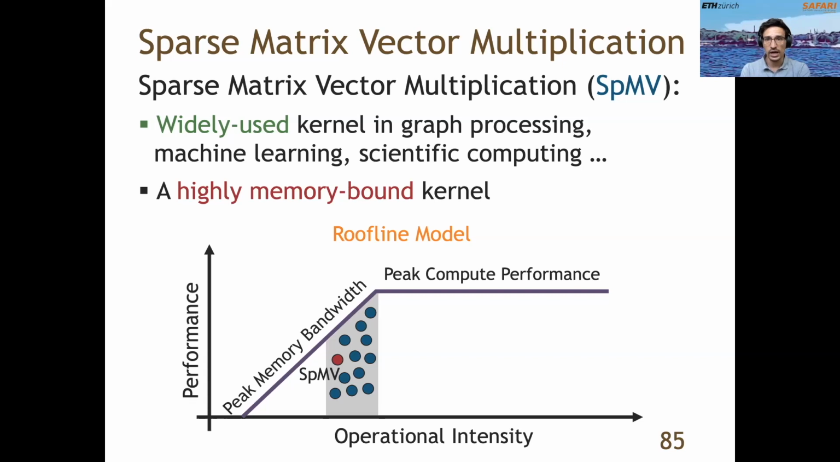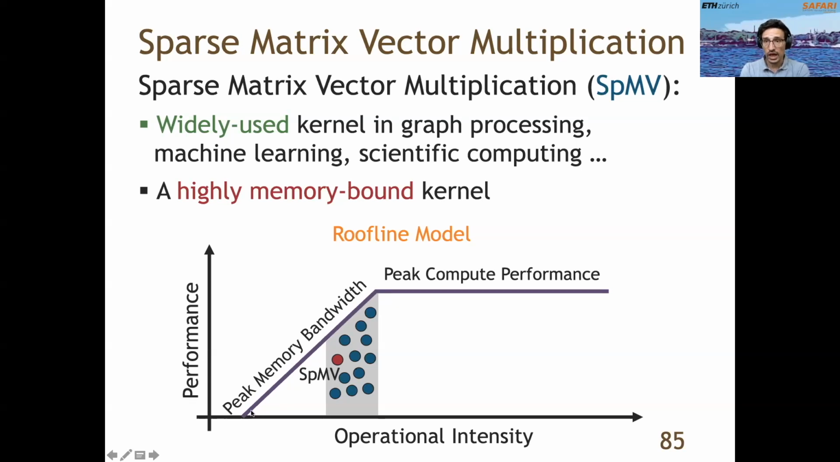So if we analyze the characteristics of the kernel and we perform a workload characterization, for example, using the popular roofline model, we will observe that SpMV falls here in this memory bound area of the roofline, because its operational intensity is relatively low. As I said, just one multiplication and one addition for every element of the matrix and the vector that we use. So that causes SpMV to fall under the performance roof imposed by the memory bandwidth.